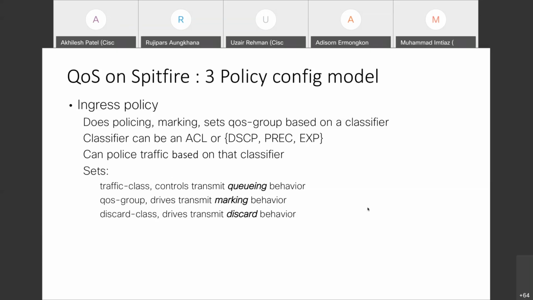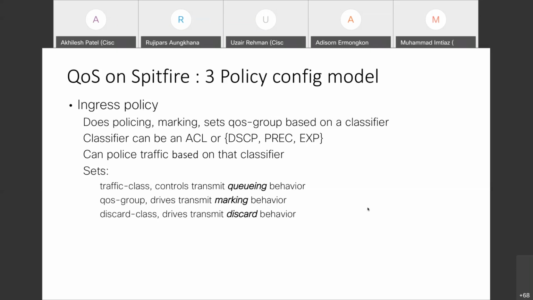So traffic class actually controls the queuing behavior on the egress side, or the transmit side. If we set the QoS group on the ingress side, that controls or drives the marking behavior on the transmit side, and the discard class drives the discard behavior on the transmit side. So whatever we set on the ingress side, based on that, we have to design our QoS policy. And there are, of course, certain limitations, and we'll talk about that.